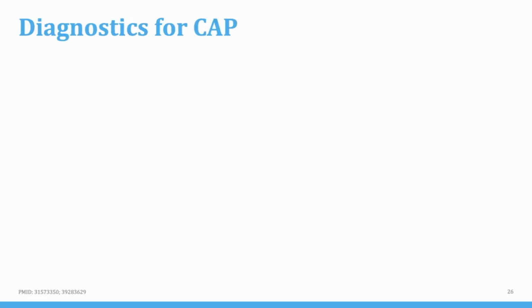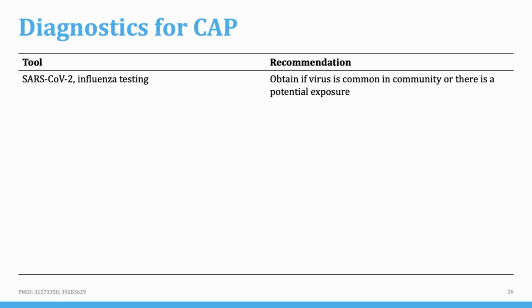In some of the diagnostics for CAP, and this is beyond chest X-ray, one of the first things you should think about is SARS-CoV-2 and influenza testing. The literature suggests that you should obtain it if the virus is common in the community or there's a potential exposure. I would argue that's pretty much always going to be the case. So this is one of the tests you're going to order on most patients.